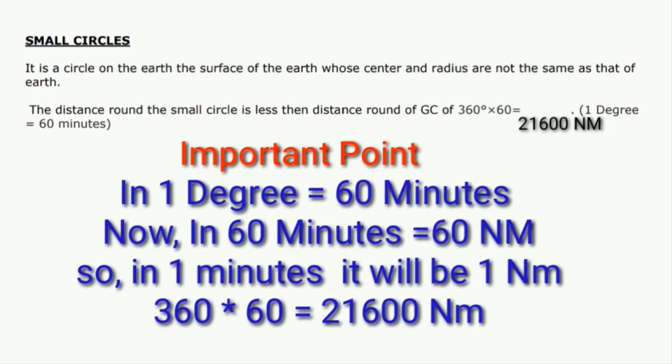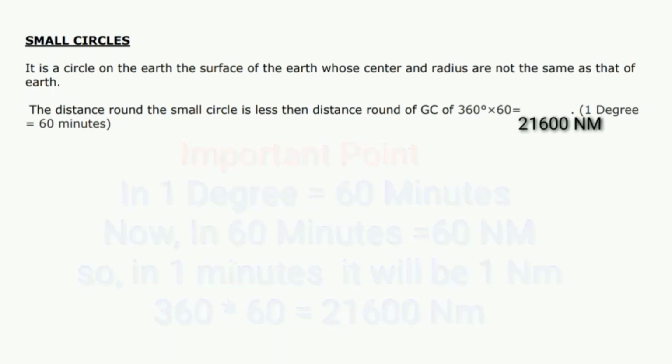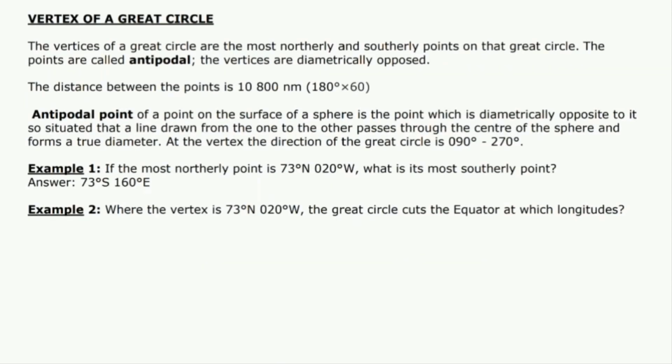Now the earth is rounded by 360 degrees. So 360 times 60 will be 21,600 nautical miles. This will be the circumference of the earth, or you can say the great circle distance around the earth. Now we look at the definition. The vertices of a great circle are the most northerly and southerly points on the great circle. The points are called antipodal.